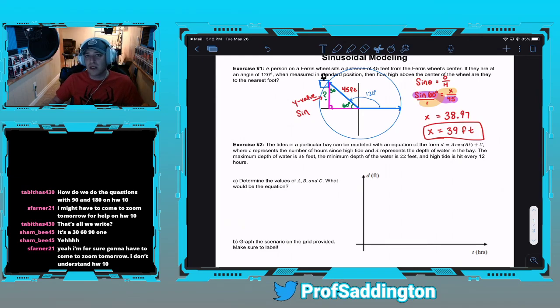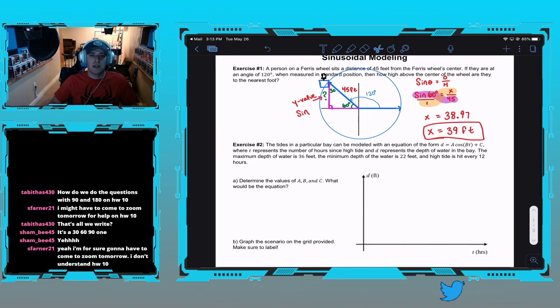I don't know if you guys talked about tides in any of your science classes, but the tides are determined based on the sun and moon patterns. Mostly with the moon patterns, though. So high tide is normally going to occur, I believe, in.